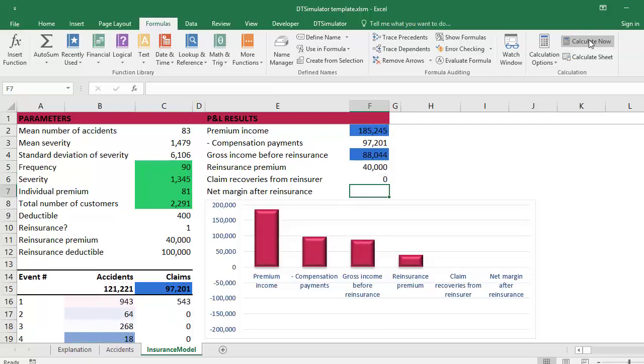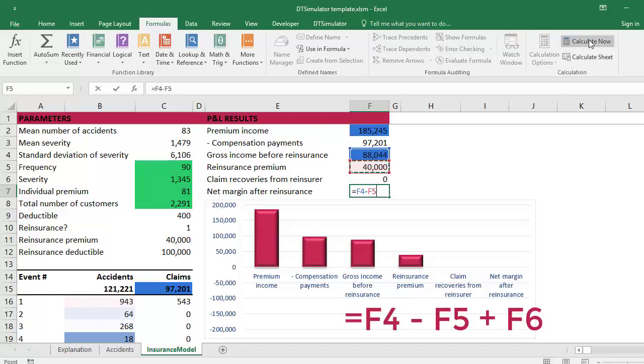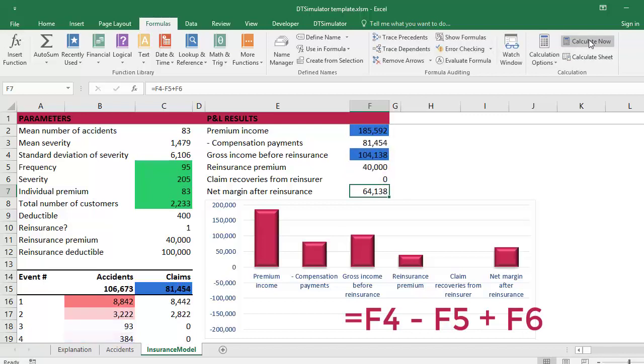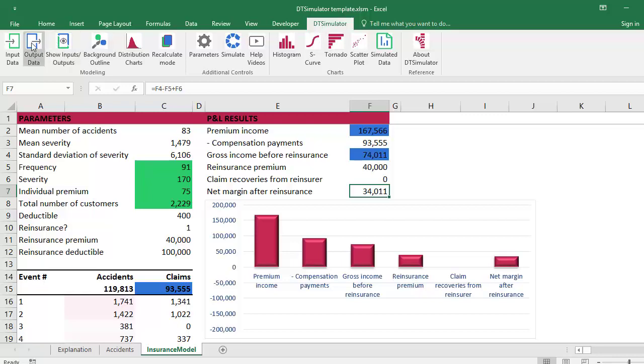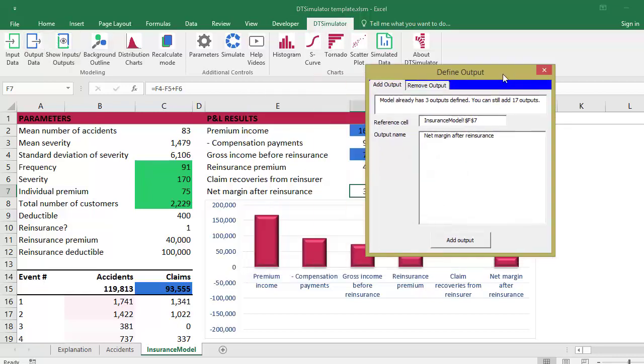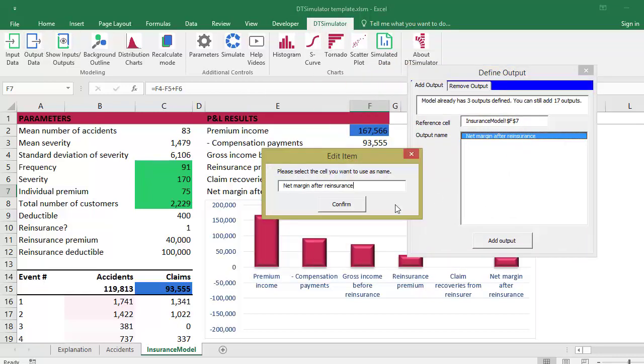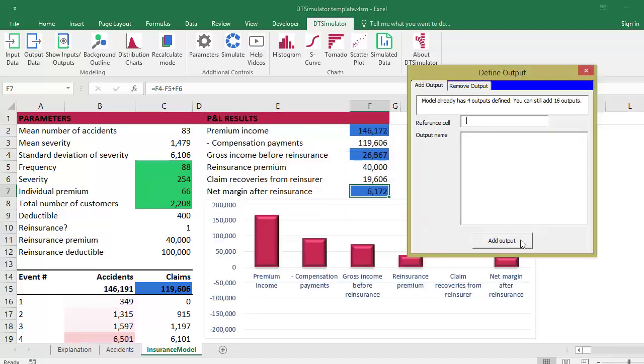34. On cell F7, calculate net margin after reinsurance with the formula equals F4 minus F5 plus F6. In other words, profit is defined as net margin before reinsurance minus the cost of contracting the reinsurance plus any recoveries of losses above the deductible limit. 35. Still on cell F7, click on the Output Data button to declare the cell as an output, changing its name to net margin after reinsurance.